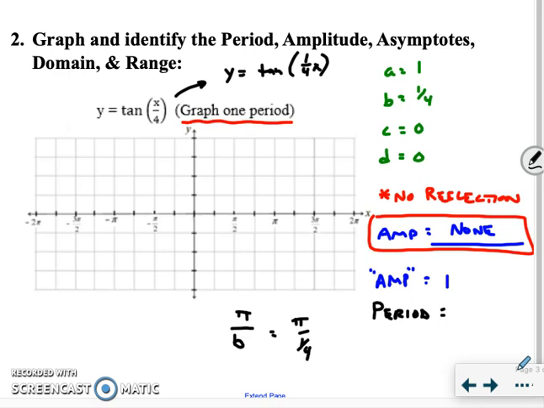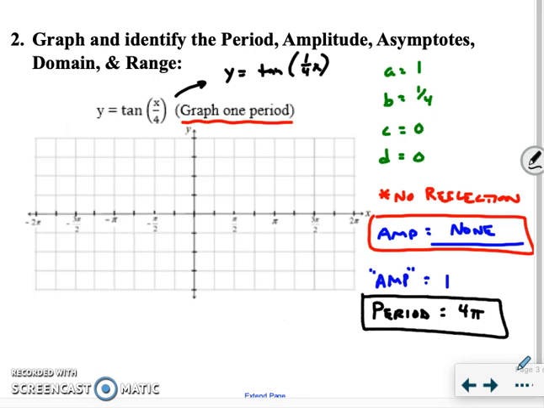So when I'm dividing fractions, I multiply by the reciprocal, and pretty quickly we're going to realize that 4 pi is our period. So that lengthens things out significantly. But again, that is our period. So again, we're asked to identify the period, done, amplitude, we talked about that. The asymptotes, we'll get to that here in a minute.